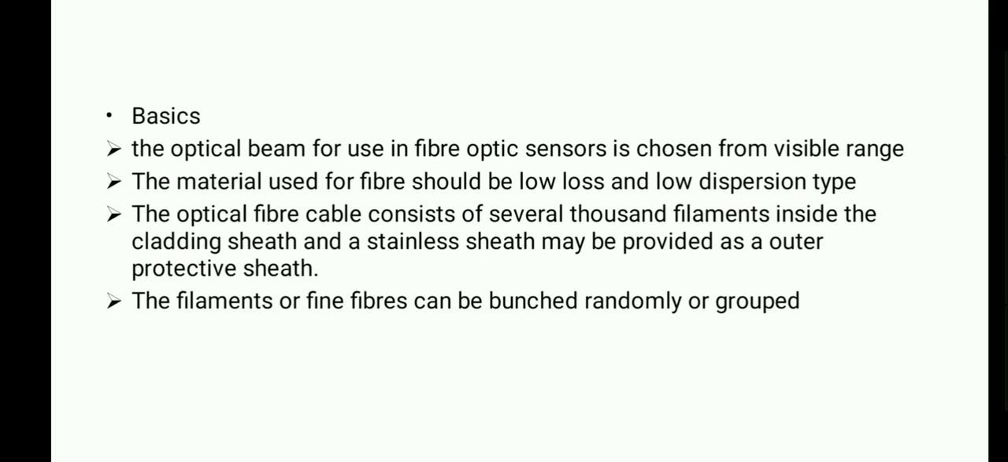The third point, the optical fiber cable consists of several thousands of filaments inside the cladding sheath, and a stainless sheath may be provided as an outer protective sheath. So not just one fiber cable, but a group of fiber cables. As you can see, several thousands of fiber cables are inside a sheath, and that sheath is again provided with a protective outer coating or outer sheath. The fourth point, the filaments or fine fibers can be bunched randomly or grouped.